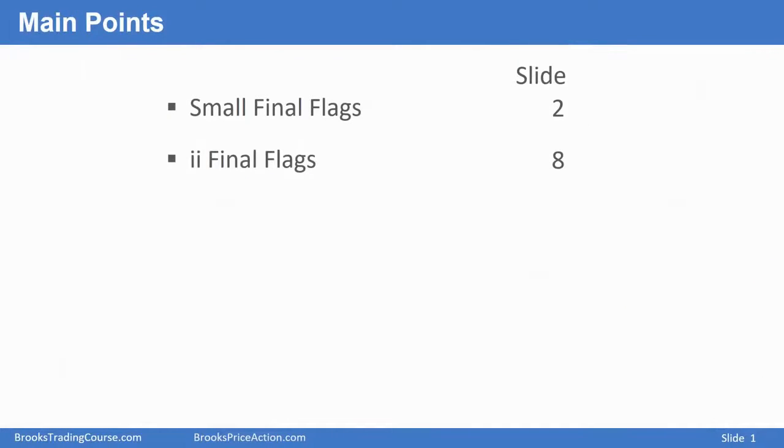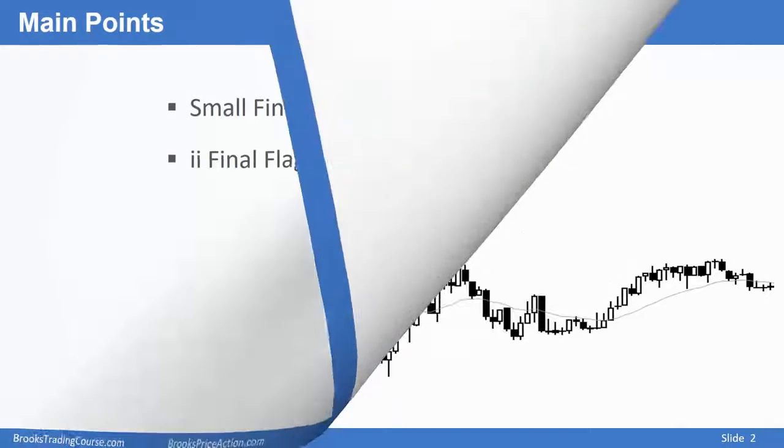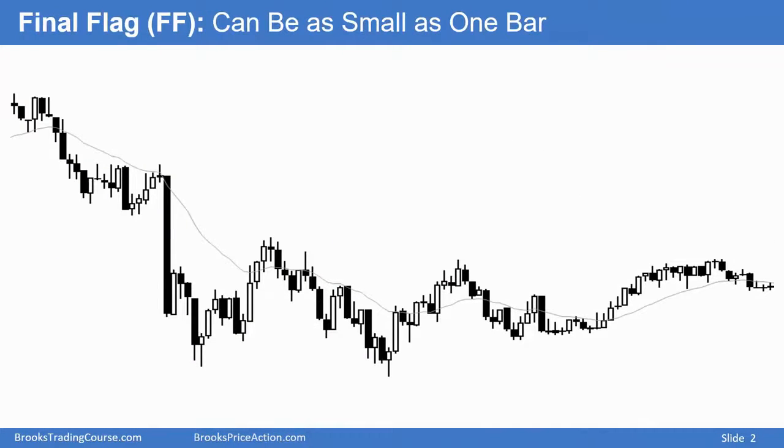I'll begin by talking about small final flags, and then I'll move on to II final flags. An II pattern is an inside bar that follows another inside bar. So it's consecutive inside bars, and even a small pattern like 2 bars can lead to a major reversal. That II can be a small final flag. Sometimes a final flag can be as small as a single bar.